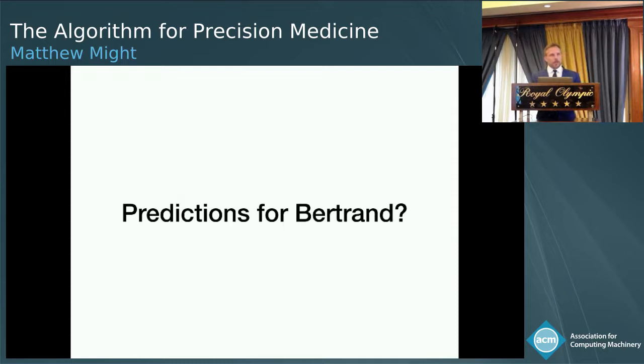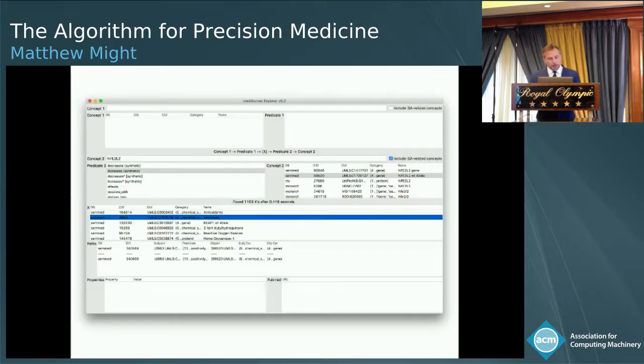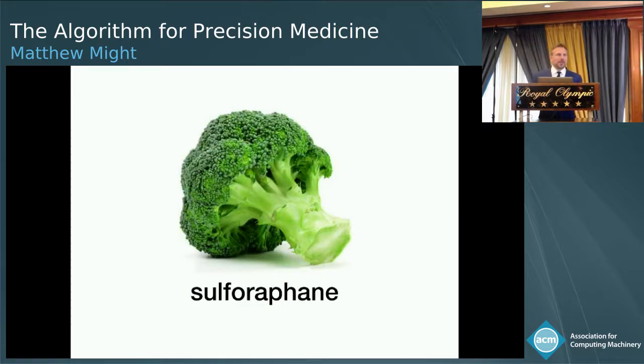So if you're wondering if we've made predictions for Bertrand using the software, well, we absolutely have. And in fact, it came up with a pretty interesting suggestion, which was broccoli. Much to Bertrand's chagrin, because he does not like broccoli. In fact, it recommended specifically 60 pounds of broccoli per day.